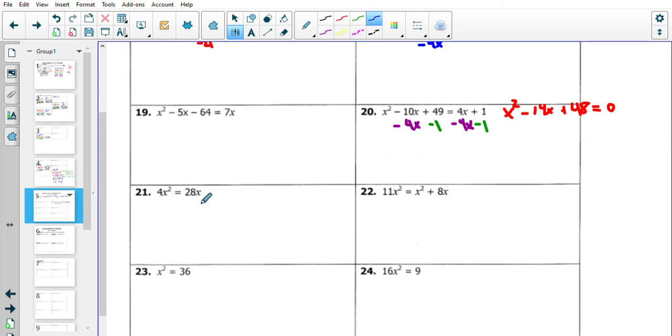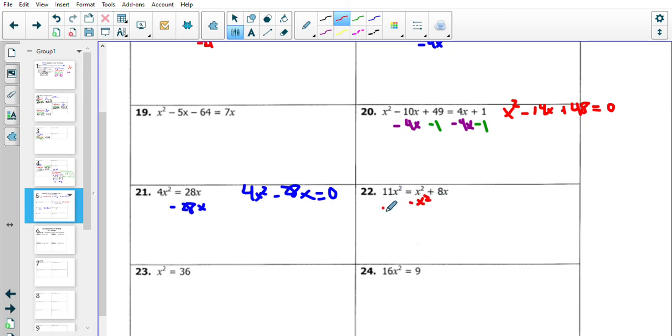Same thing with 21. Now notice I have an x squared and an x, so they have to go in that order. Subtract the 28x to the left. We're subtracting 28x, so that leaves us with 4x squared minus 28x equals 0.